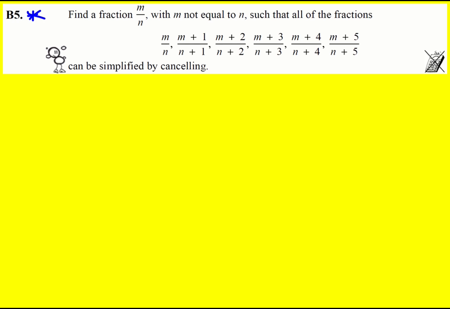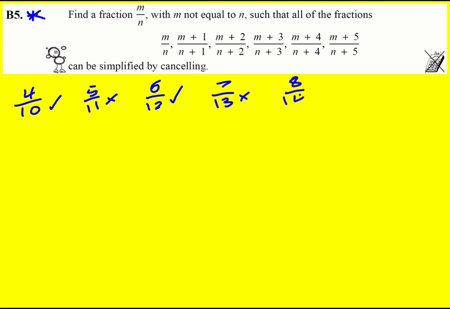So when I did it, I just went with, I don't know, 4 over 10, just to get a feel for it. So that's going to cancel by definition. But then 5 over 11 straight away fails. 6 over 12, that's good. 7 over 13, no. 8 over 14, yes. And 9 over 15, yes.